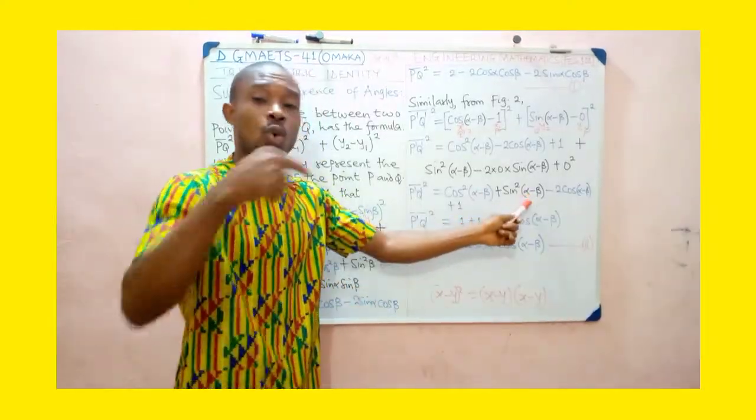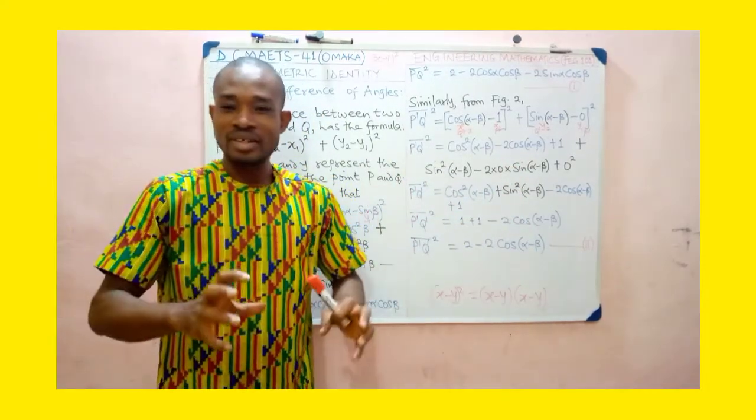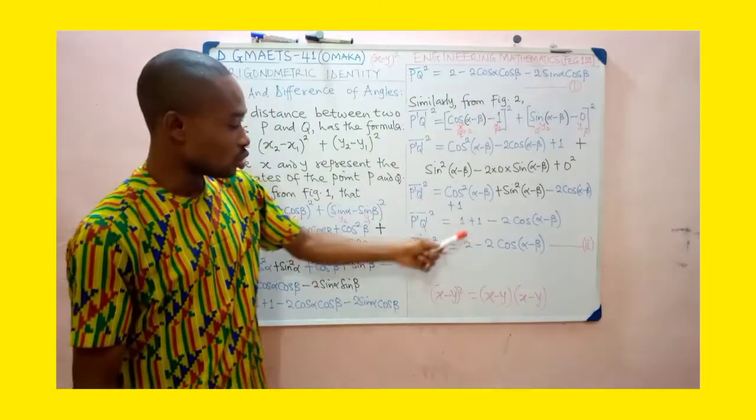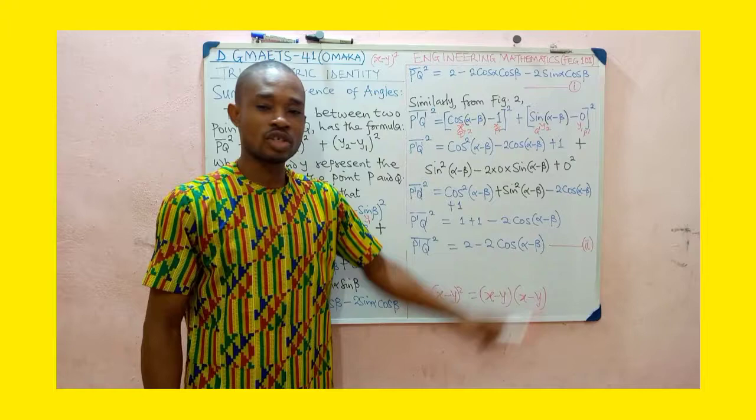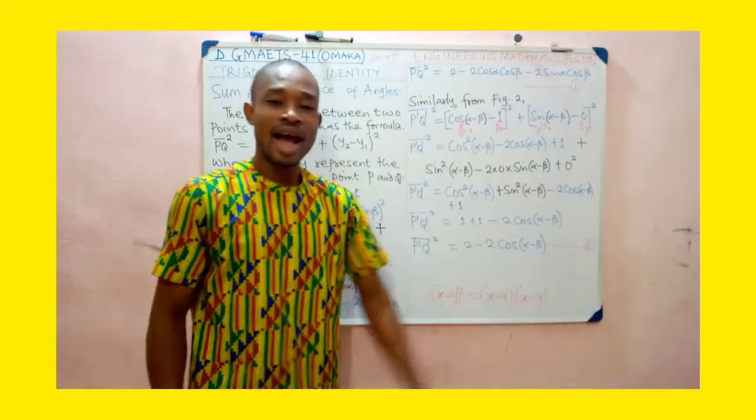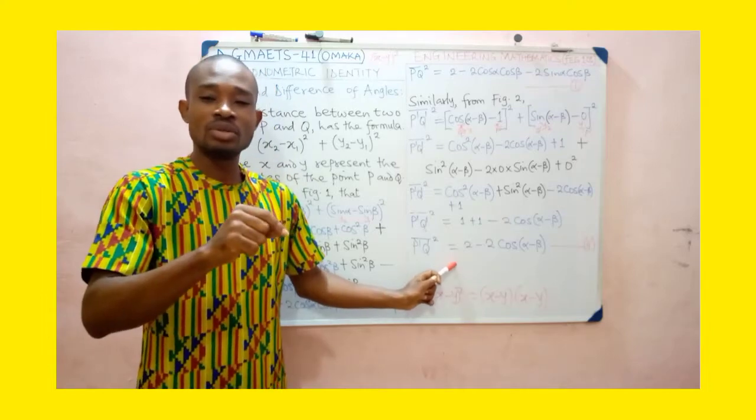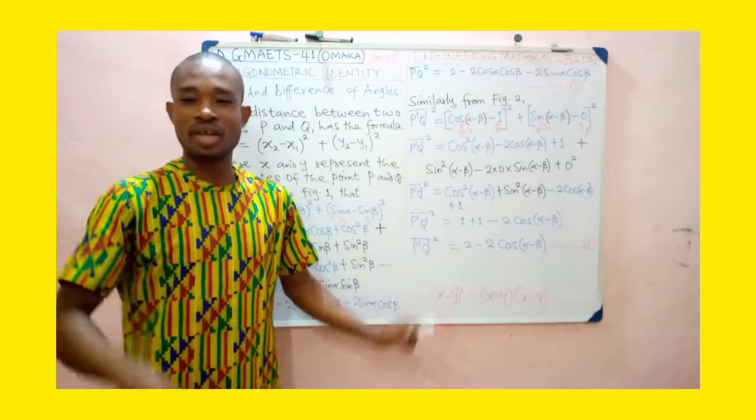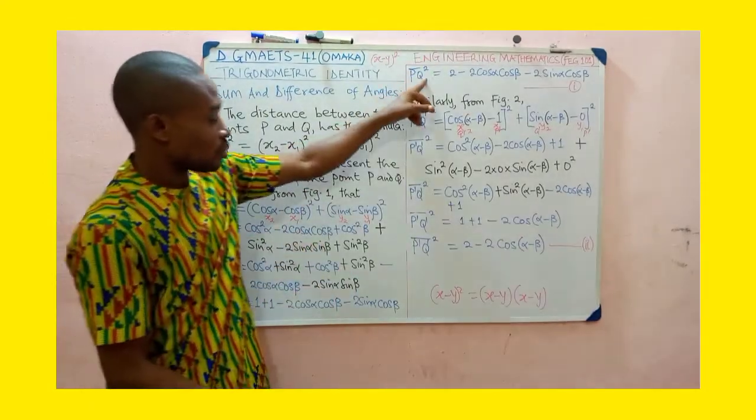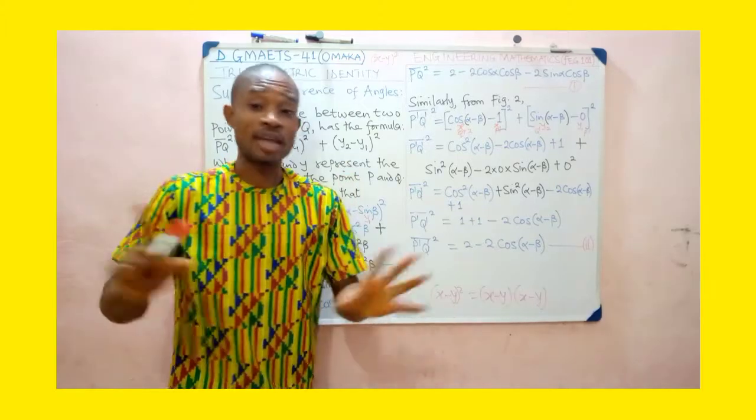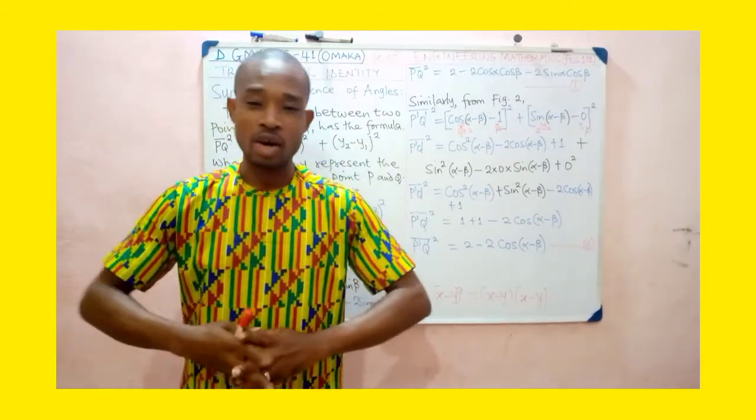Since both angles are equal, that is sine square alpha plus cos square alpha minus beta, it's going to be equal to 1. When you do that, you will get 1 plus 1, which is 2, minus 2 cos alpha minus beta. I call this equation II. This is the arc length value P prime Q prime. And remember we said that the arc length PQ and the arc length P prime Q prime are equal, is that not so? So we're now going to equate both of them and then solve to obtain our cos alpha minus cos beta.